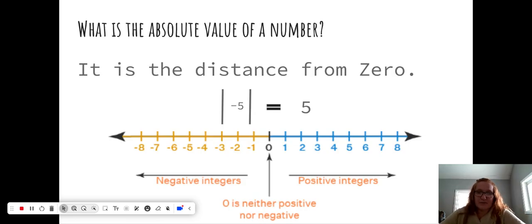How many jumps is it from 0? All right, let's try one more. -13, absolute value. So if I were to go from 0, I'd have to do 13 jumps to get to -13. So therefore, my answer is 13. Always positive. So that is absolute value of a number and also opposite of a number.